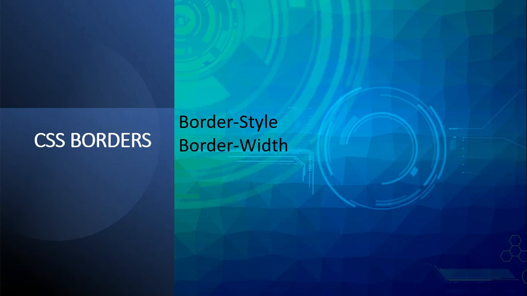Another one is border width. It defines the size of the border. Another one is border color. It defines different colors like RGB color, hex color, or we can use normal colors like red, green, blue. And another one is border sides. We can define different color styles and widths for only specific parts of the border, like the top border, right border, left border, or the bottom border.